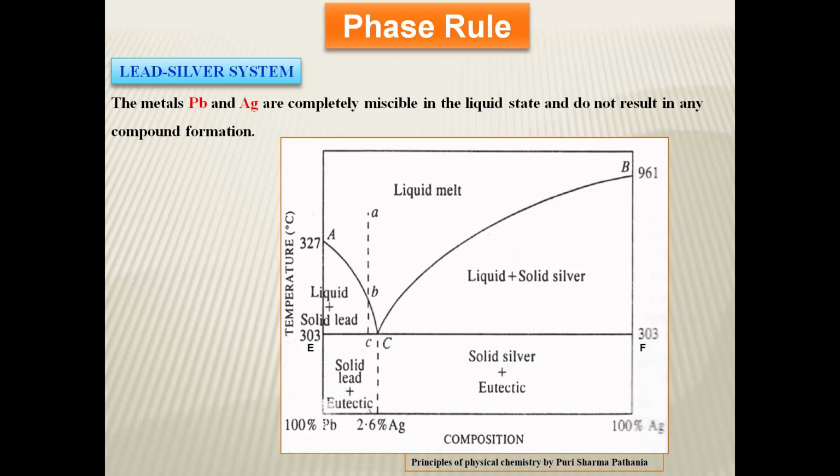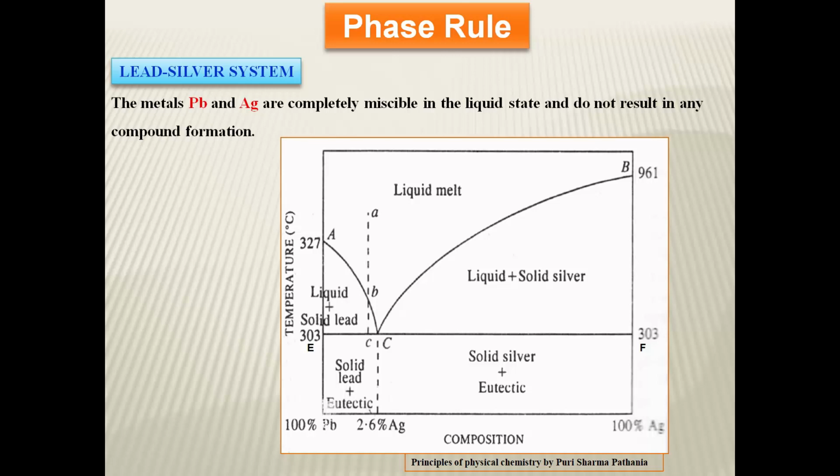Both the metals lead and silver are completely miscible in the liquid state and do not result in any compound formation. If you recall from the previous video where I discussed the simple eutectic system, the metals should be completely miscible in the liquid state and should not form a compound. That is, lead and silver are completely suitable for forming the simple eutectic system, and as you can see, this phase diagram clearly resembles the phase diagram of the simple eutectic system I discussed in the previous video.